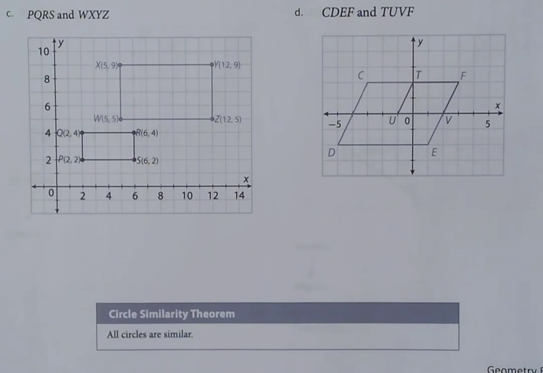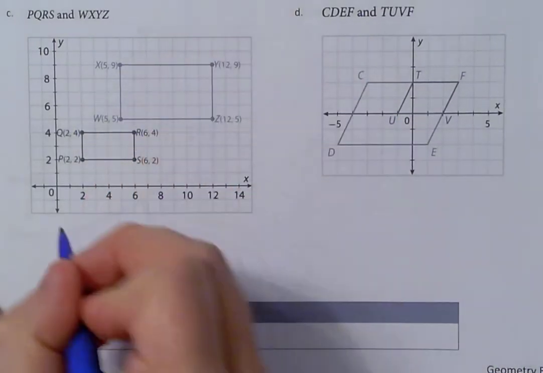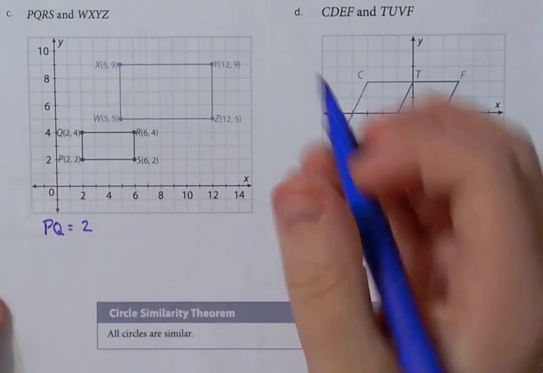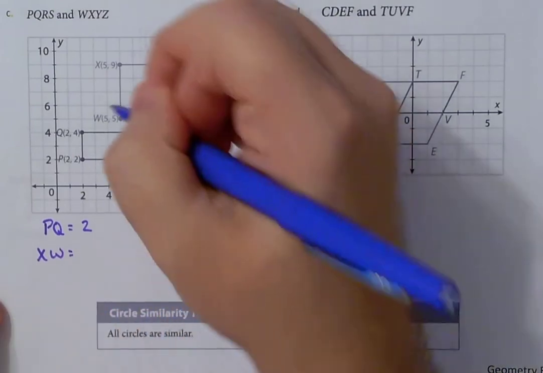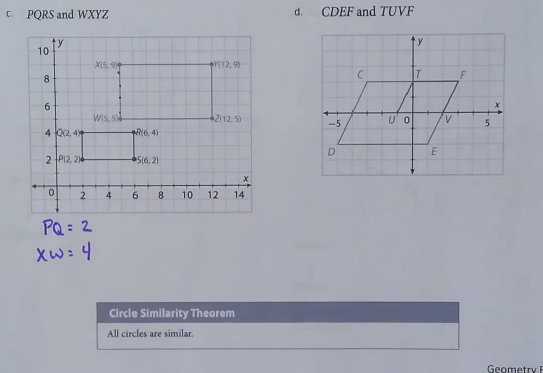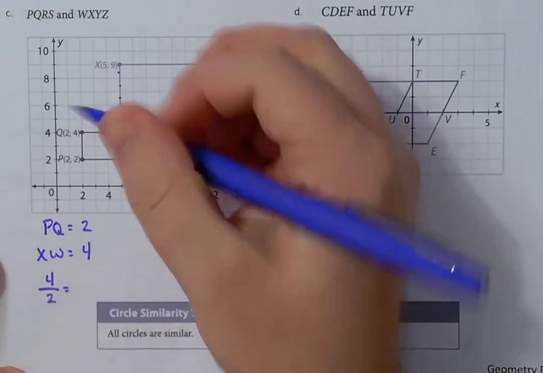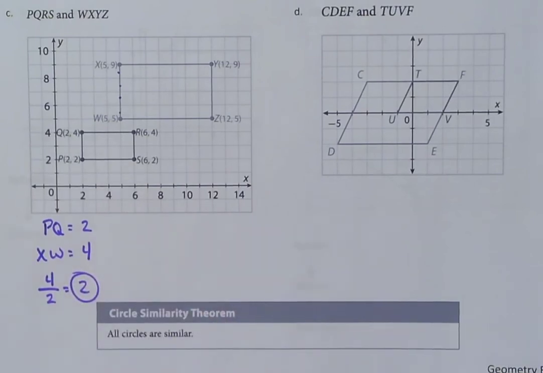The key for this, though, is the scale factor. Is that the same for all of them? So if we were to look at the side of PQ and then XW, the length of PQ would be 2. And for XW, that is 1, 2, 3, 4. So if we were figuring out the scale factor, it would be 4 over 2, because prime over the original. So that means our scale factor in this case is 2.